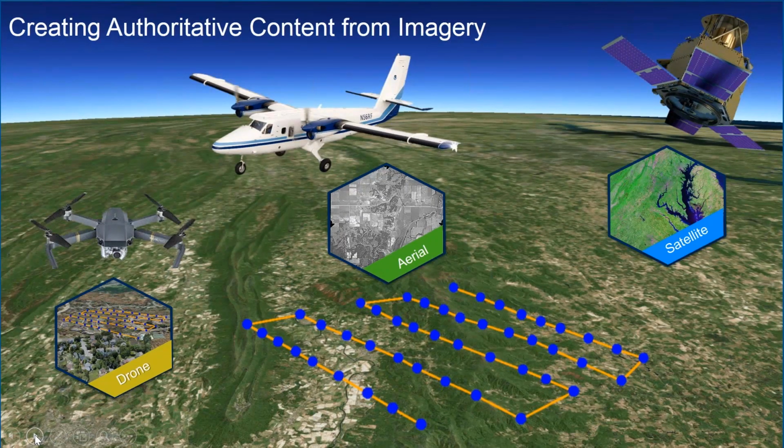In today's demonstrations, we're going to see examples from drones. We're going to see examples from aerial. We don't have any today from satellite, but it's a very similar process. We have a very rich library of different satellite sensor models that plug very well into all these photogrammetric workflows.